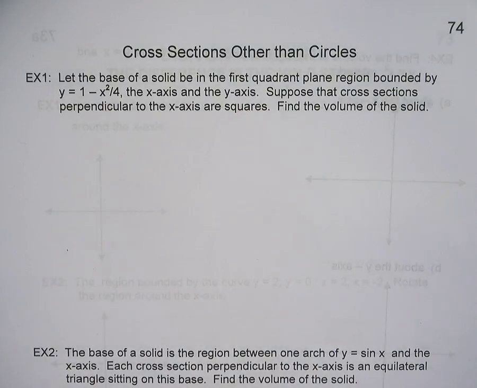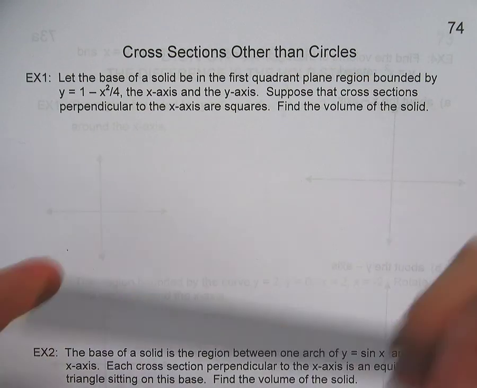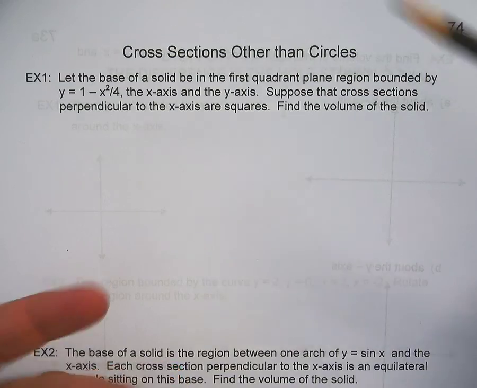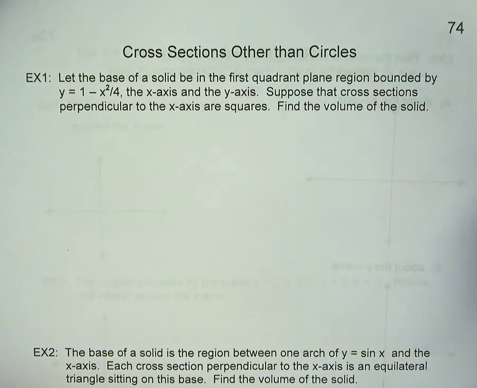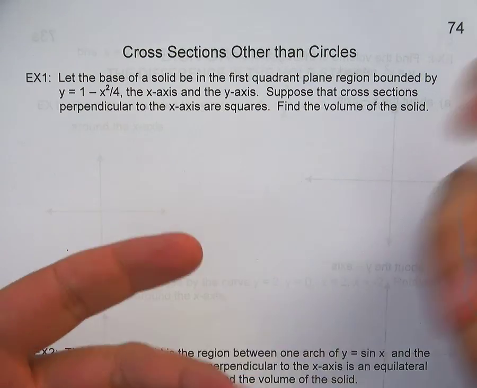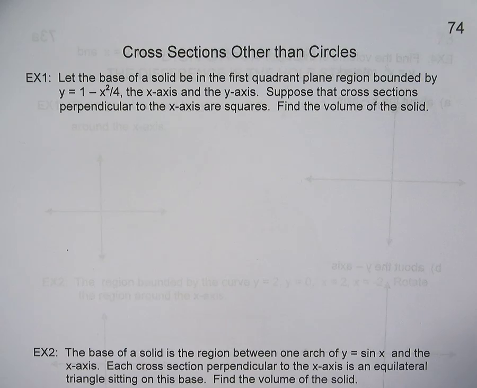Today we're going to be talking about cross sections other than circles. Up until now we've been talking about discs and washers, which all have the same basic shape. They're all circles, right? So what if you don't want to use a circle? What if you want to use a square or a rectangle or a triangle or any other form of area?